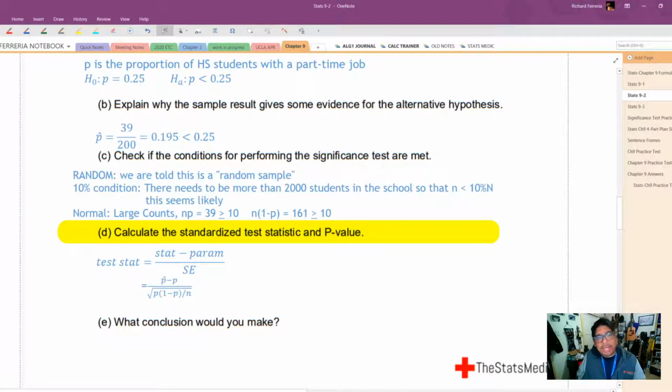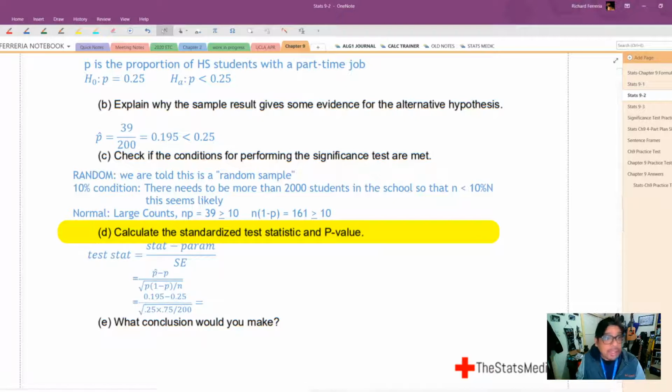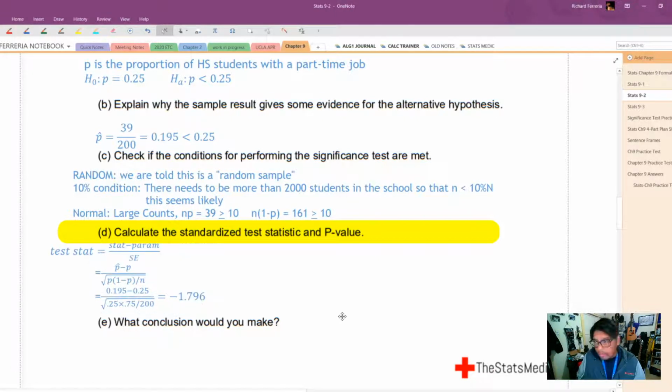Okay, p hat minus p over the square root of p(1 minus p) over n. Then you're going to substitute numbers. After you substitute your numbers, you're going to go to your calculator and calculate. I'm getting myself a test statistic of negative 1.796.